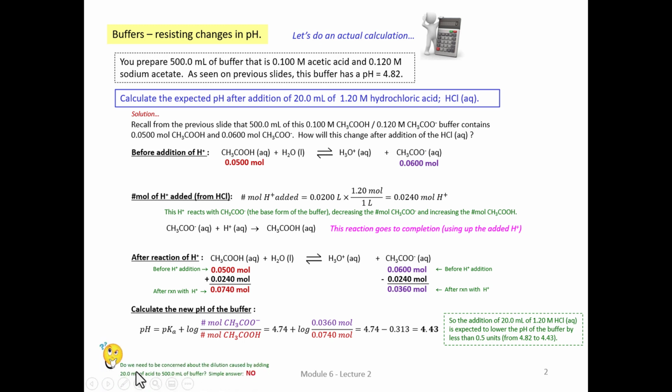One question you might ask is, do we need to be concerned about the dilution caused by adding 20 milliliters of the strong acid to 500 milliliters of buffer? The simple answer there is no, because we're counting things in numbers of moles, and we're going to see that again soon.